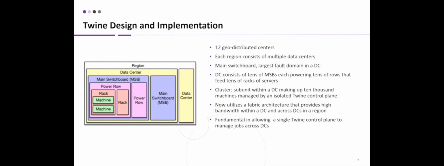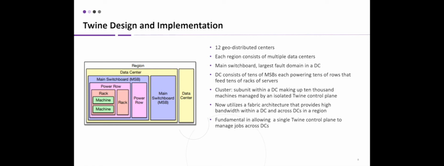Okay, so the design implementation. So you have 12 geo-distributed centers that you saw in the pictures in the video. Each of these regions consists of multiple data centers, and each data center has many main switchboards, which is that MSB I was mentioning. And they have one of the largest fault domains in a DC, and the DC is just data center. So it consists of tens of MSBs, and each of these power tens of rows, which is that row of machines you saw, and the tens of racks of servers, right?